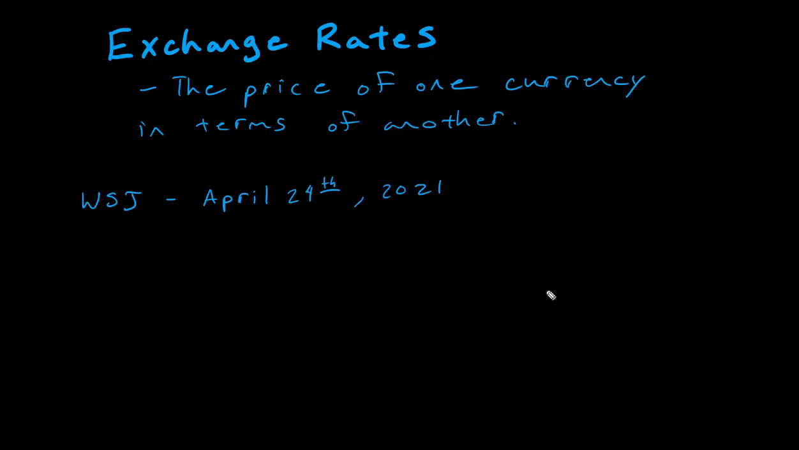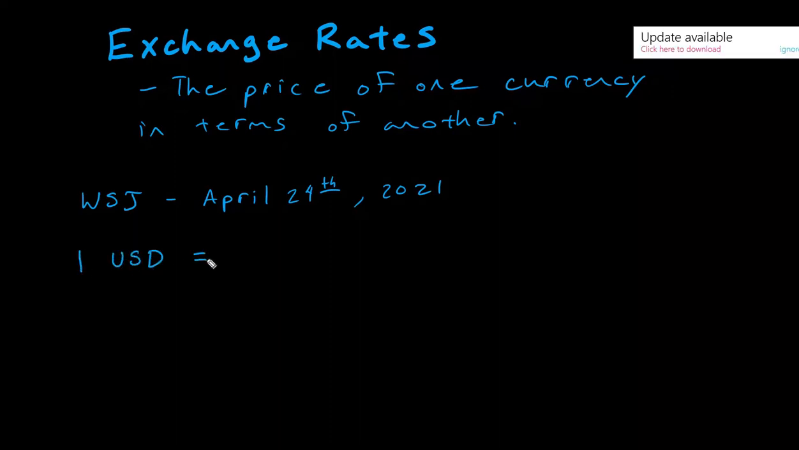So let's jot a couple down. For one U.S. dollar, we're going to just put a few. So for $1, that costs 0.8265 euros. We can also write that in terms of how many dollars it takes to get a single euro, and we can see that that is 1.2099.